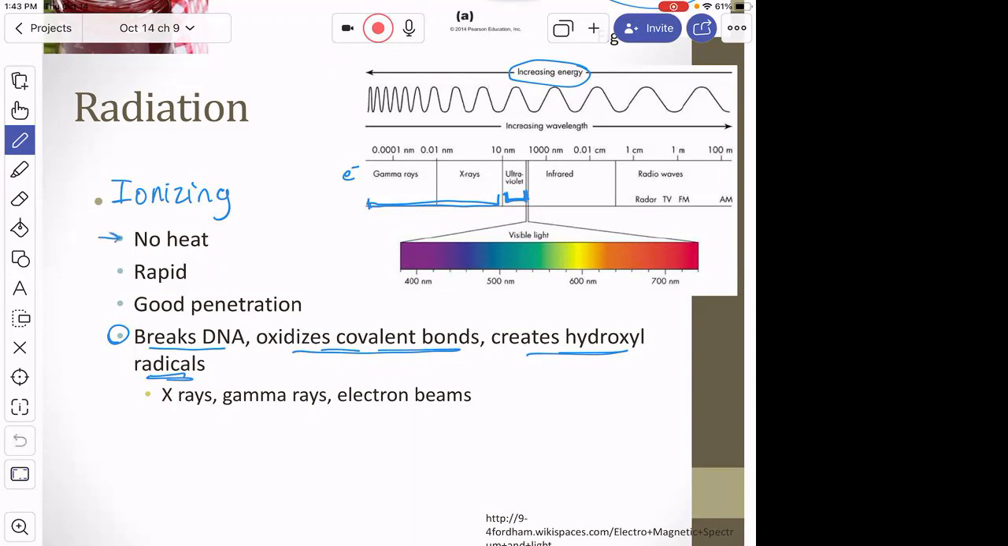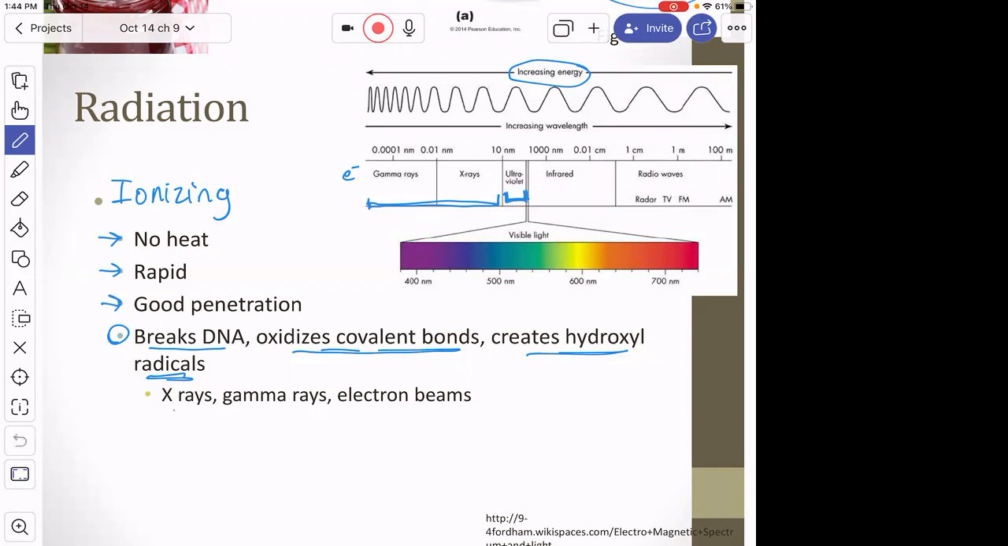It doesn't give off heat. So if you have something that can't be heated, then hit it with some ionizing radiation, and that might be a good alternative. Depending on what kind of ionizing radiation you use, which wavelength, it can be fast, and it's definitely faster acting than using non-ionizing or ultraviolet light. And it does penetrate better than using the non-ionizing radiation.